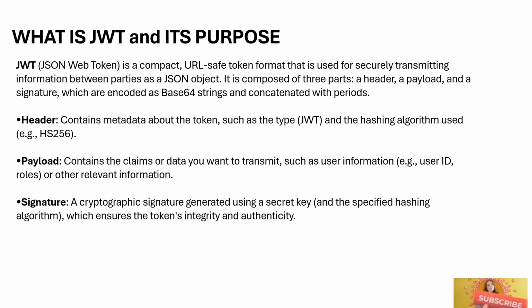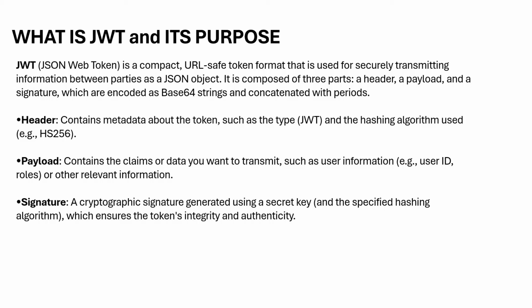As I said, it contains three parts. The header contains the metadata about the token, such as the type of JWT and the hashing algorithm that is used. You're going to see that the most common one is HS256. Now, I'm not an expert in hashing algorithms, there are just so many, but the most commonly used one is HS256.